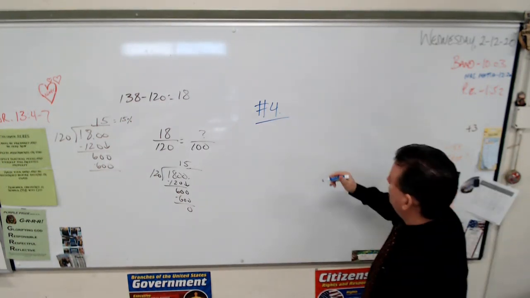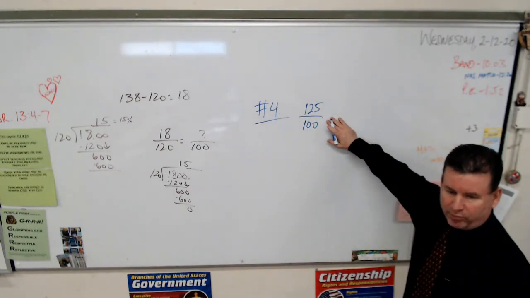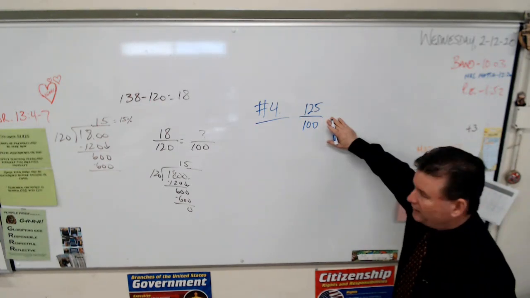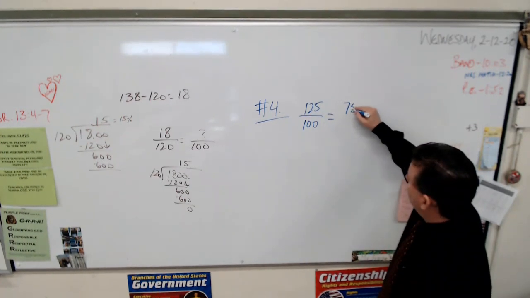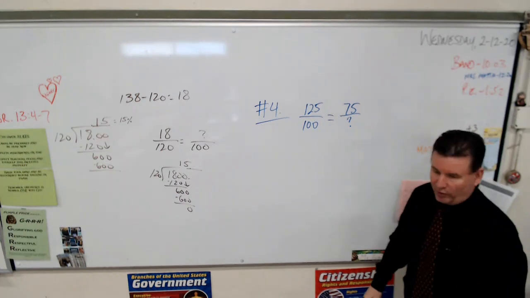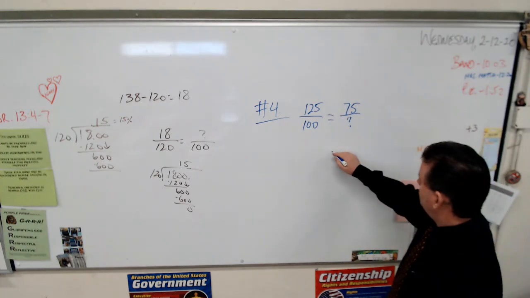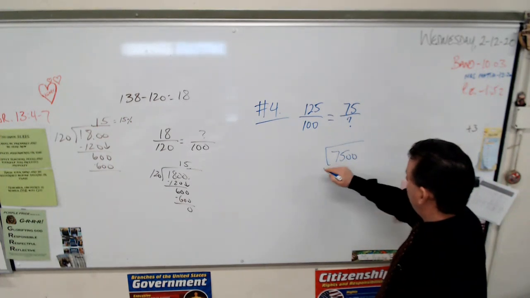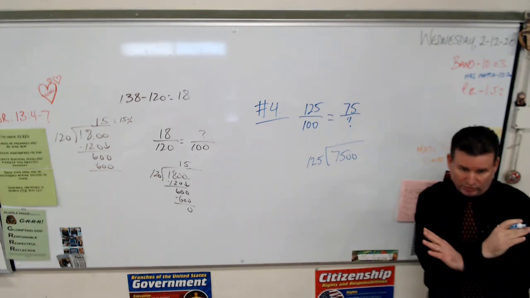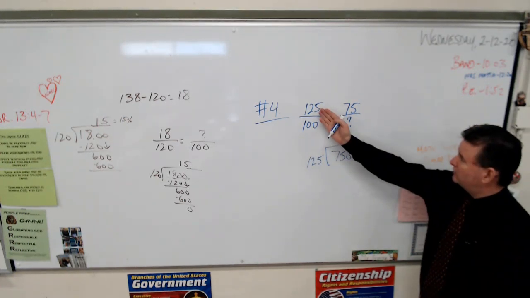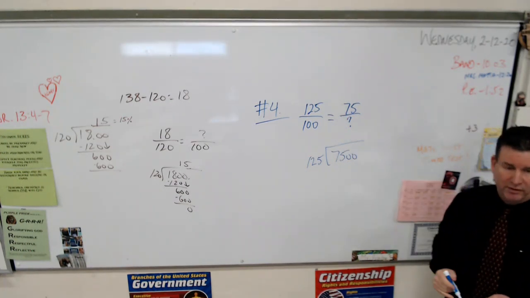Number 4, 75 is 125%. I'll stop there. Do you understand that's 125%? Because over 100 literally means percent, per 100. It is the same as 75 over something. What is that something? Cross products. 7,500 divided by 125 will give me that something. Because the cross products have to equal. So 125 times whatever that is will give me 7,500. It has to equal 7,500.